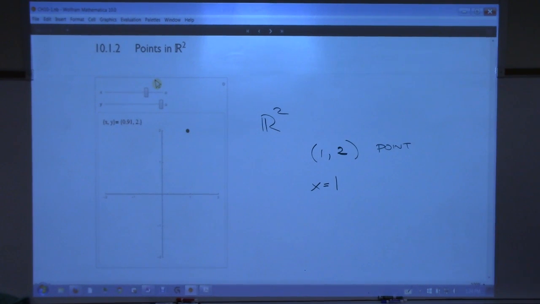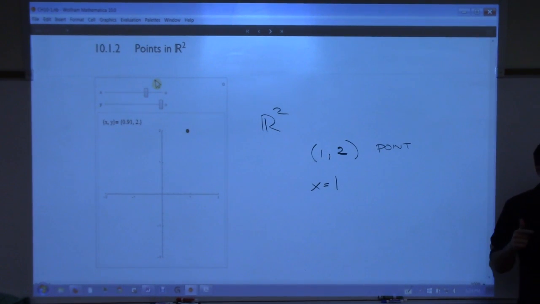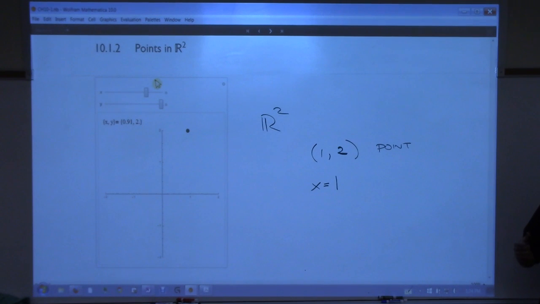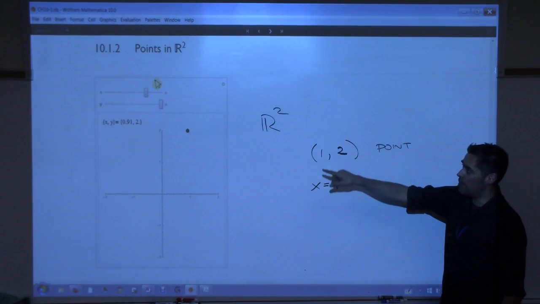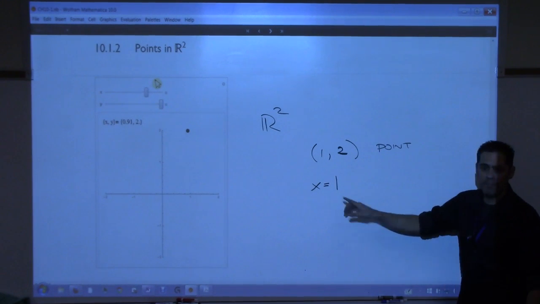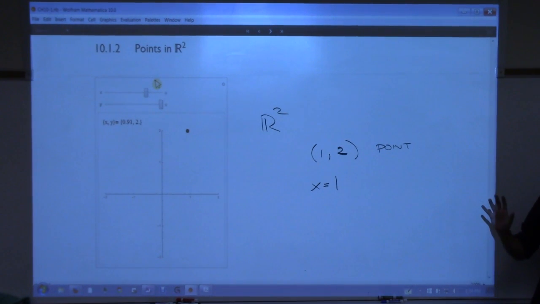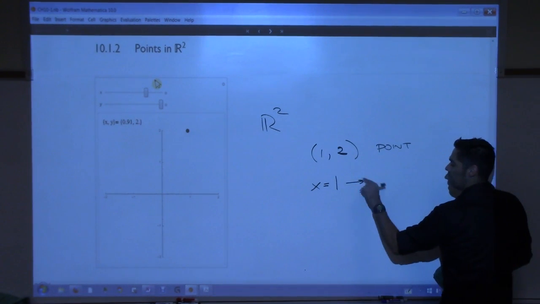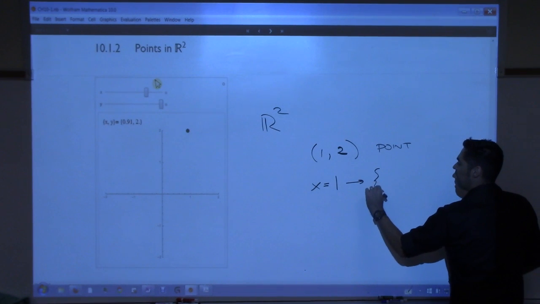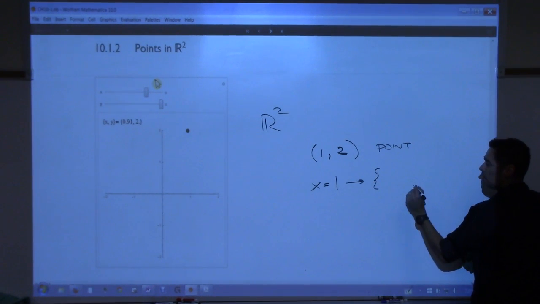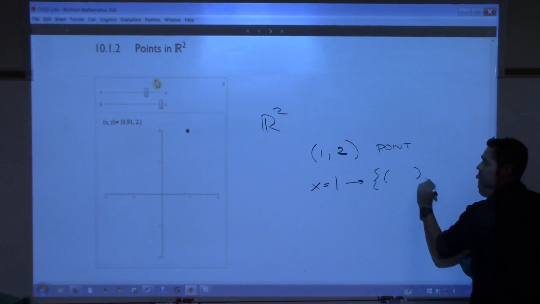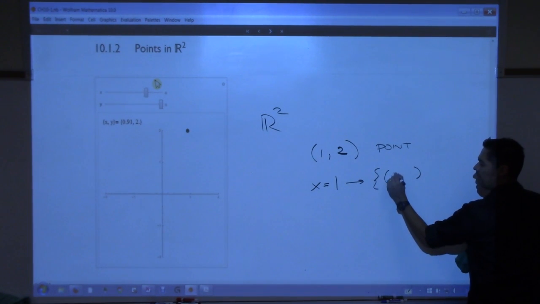Is it in one dimension? You need to ask me what dimensional space I'm talking about, right? In R1, this is a point, right? But in R2, x being 1 means it can be any point in this space as long as the x-coordinate is 1. So this would include the set of all points that have an x-coordinate of 1, so it's the set of all ordered pairs such that x is 1.